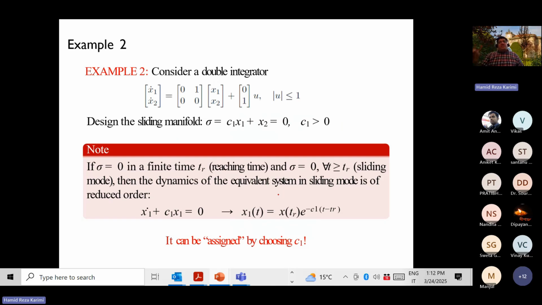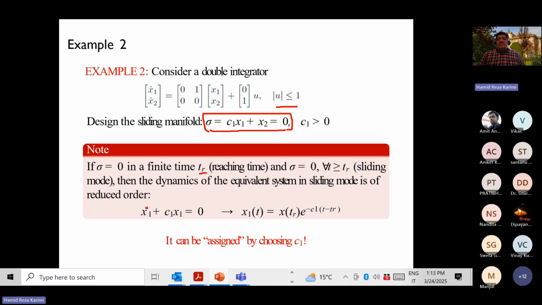Okay, so another example is the double integrator. For this example, with the constraint that the control signal u is less than 1, you can choose a sliding manifold sigma like this. Usually you can choose a linear shape for sigma, like C1 x1 plus x2 equals zero, and C1 is positive. If sigma equals zero in a finite time TR, the reaching time, then sigma is zero, a sliding mode, and the dynamics of the equivalent system in sliding mode is of reduced order like this.